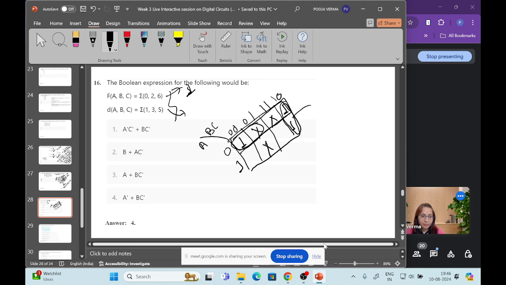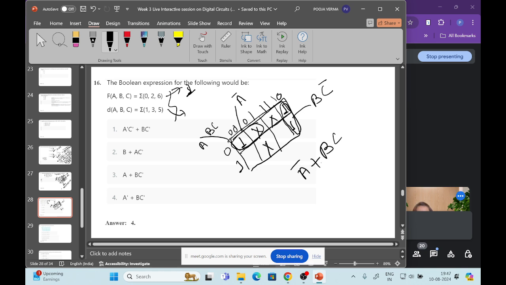Yeah, option 4. That is fine. But what will be the expression you will get corresponding to this pair? It will cancel out, and here it is B, C bar. Now write down for this chord. Here only one row it is covering, that means A and all those things will be cancelled out. So what will be the expression? A bar plus B, C, right? So which option is correct? Option 4 is the correct answer for this question.